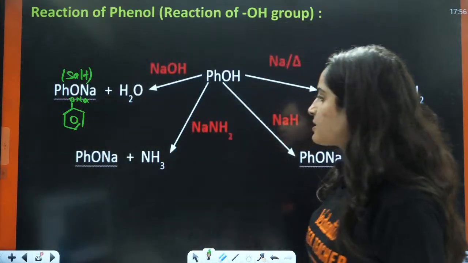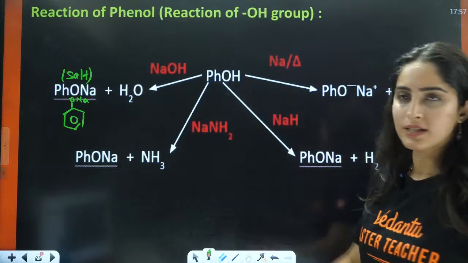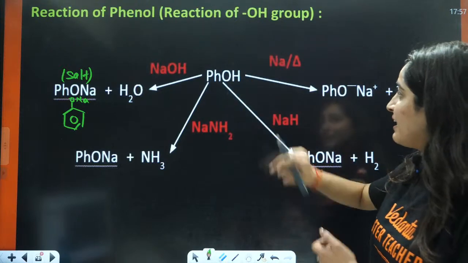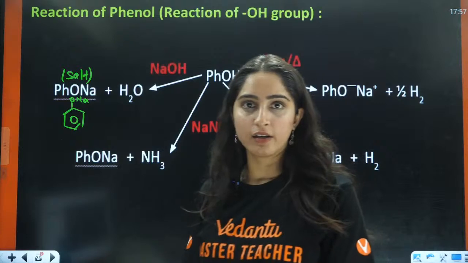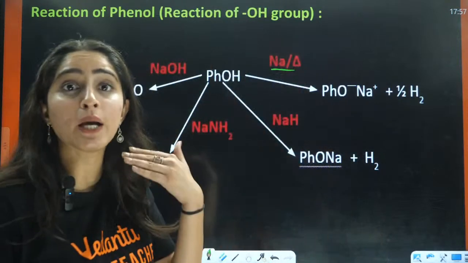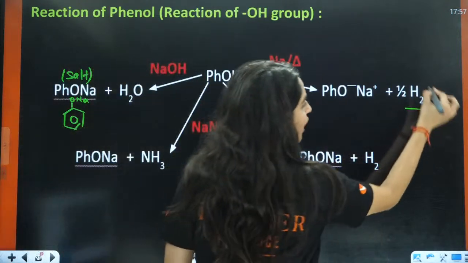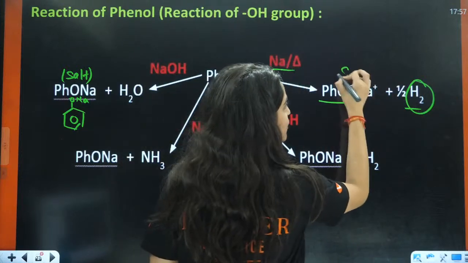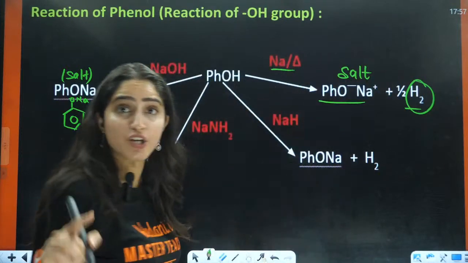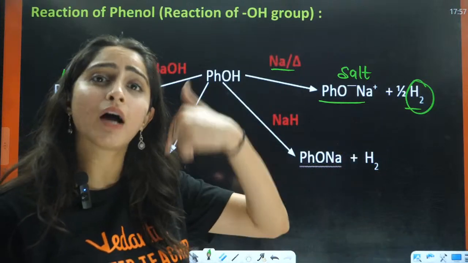Now, next thing is when you have phenol with Na. Now, any acid with a metal, when it reacts with the metal, will give off hydrogen gas and salt. These are the general reactions that we used to do in earlier classes.